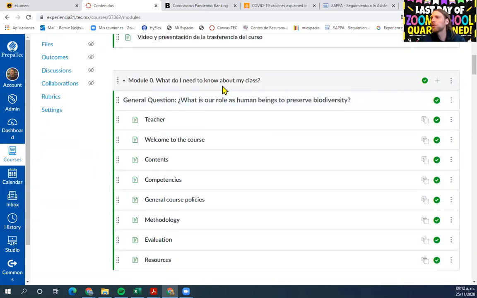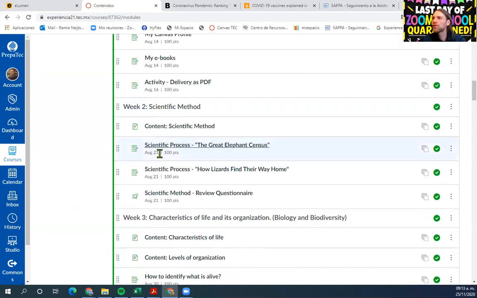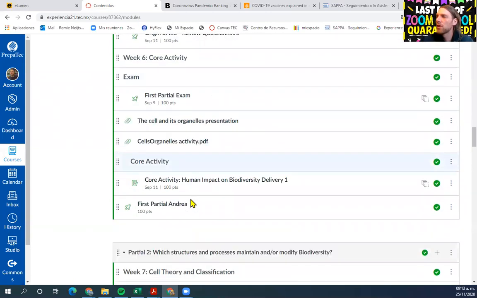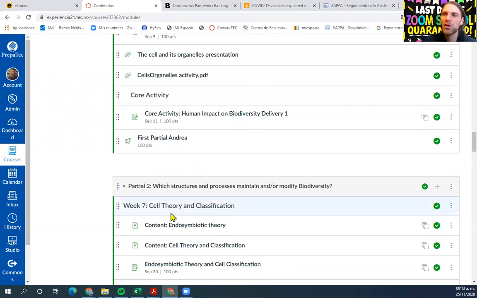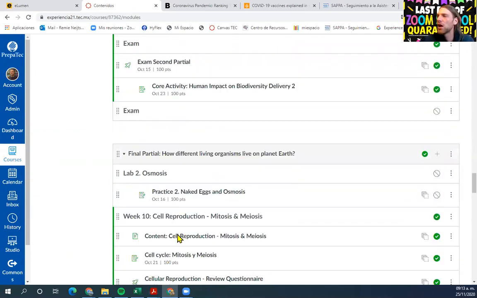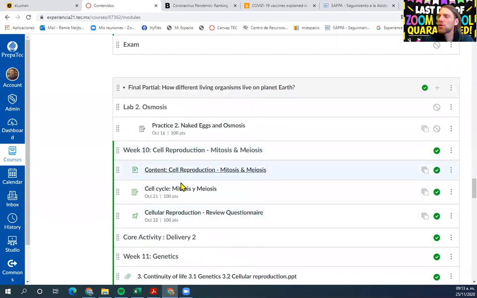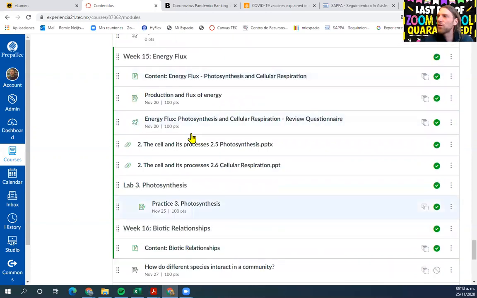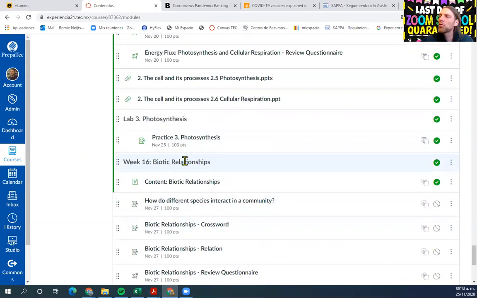In module 1, you have to study the scientific method, the characteristics of life and organization, then biomolecules, the microscope, origin of life. Then in the second partial, the cell theory and the classification of cells, which includes the cell organelles, the cell transport, genomics and biotechnology. Then what is mitosis and meiosis and cellular reproduction, genetics, inheritance, evolution, ecosystems, energy flux, which is cellular respiration and photosynthesis, and then biotic relationships, of which I will not ask a lot. Maybe there will be a very little question in it, but really nothing to worry about.